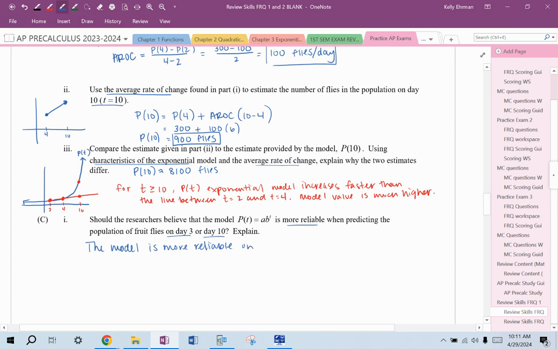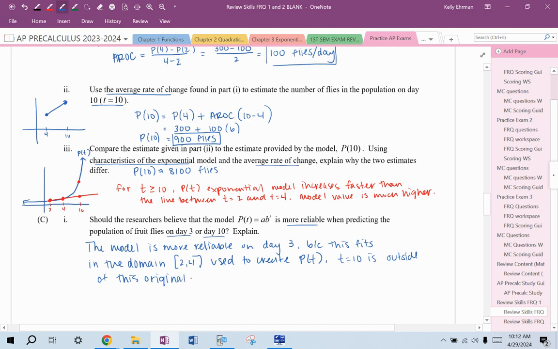It's always on the day that falls between the two data points you were given. So it's more reliable on day 3 because this fits in the domain. And I would just make a note, the domain of like 2 to 4 used to create P of t. And then let's say something about 10. T equals 10 is outside of this original domain. There's always something about a domain, whether they're asking you to find it or explain about it.